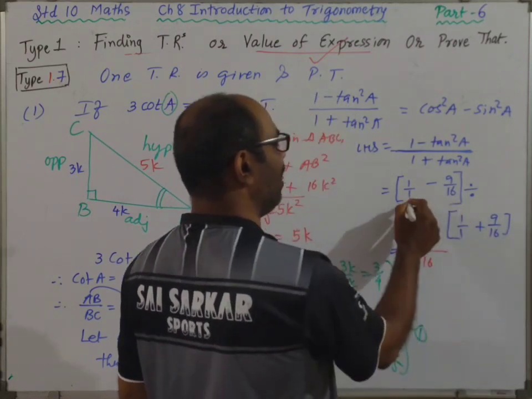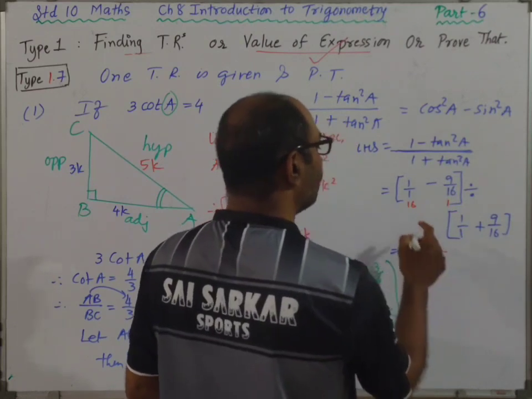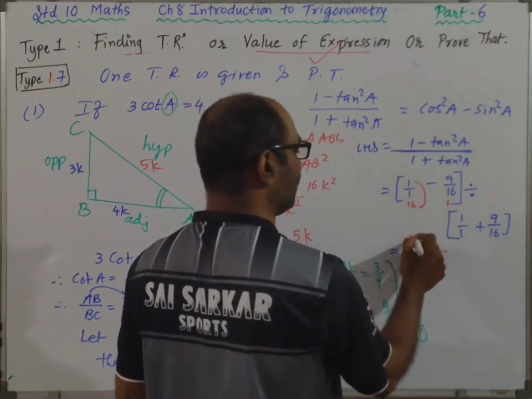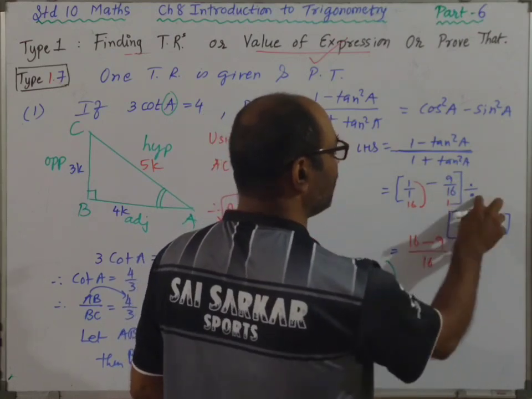The LCM of 1 and 16 is 16. 16 and here 1. Okay. So 1 into 16 is 16. Minus 1 into 9 is 9. Then you have a division sign.